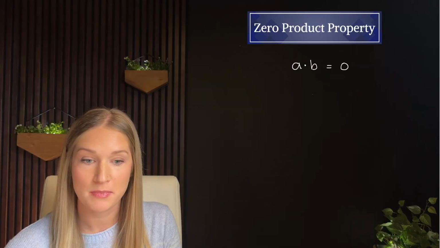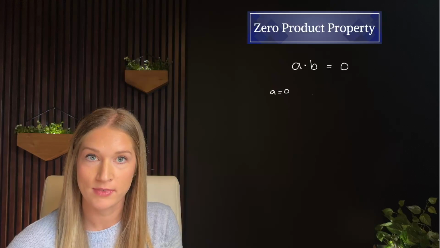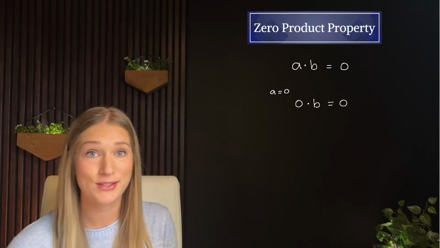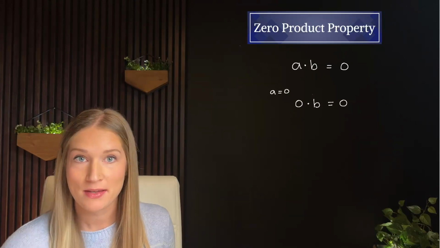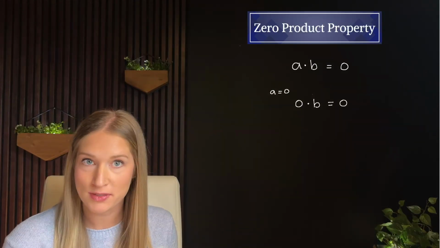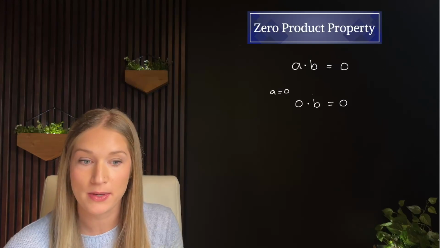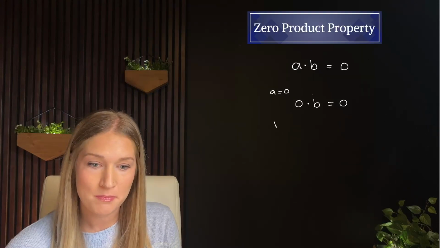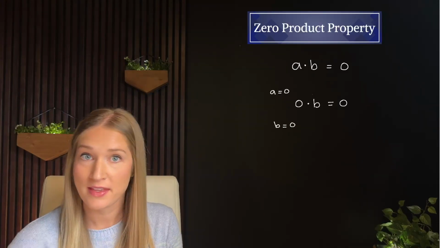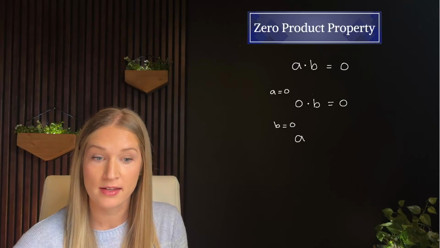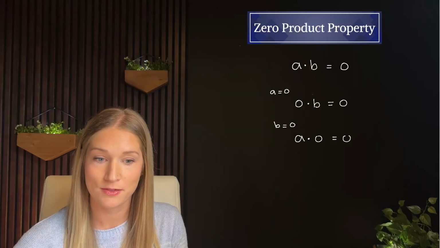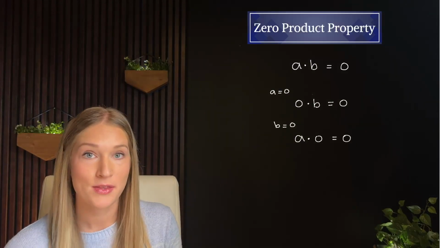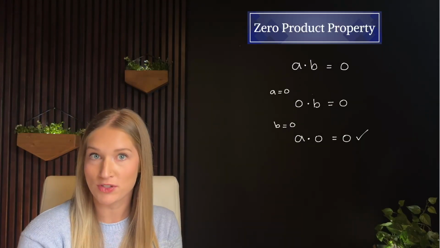So for example, maybe A equals 0. Then I would have 0 times B equals 0. And I really don't care what B is because I'm multiplying by 0. So when I multiply by 0, everything's going to zero out and I will get 0, just like I wanted. Or you could say that B is going to equal 0. And then it works the same way, but with A times 0 equaling 0. And then I really don't care what A is because when I multiply by 0, the product is going to be 0, just like I wanted.